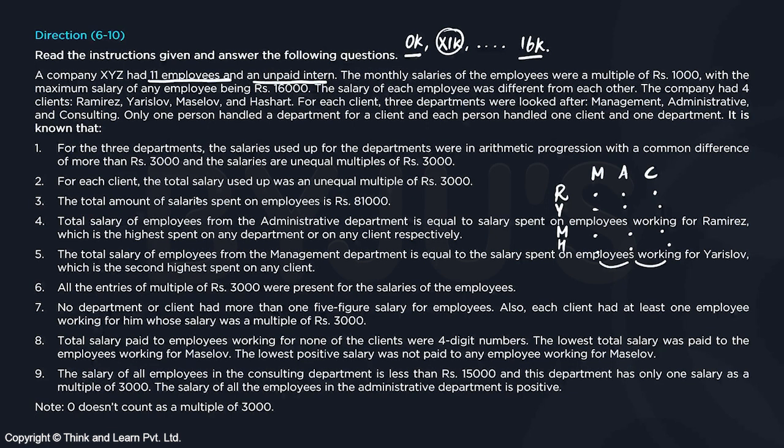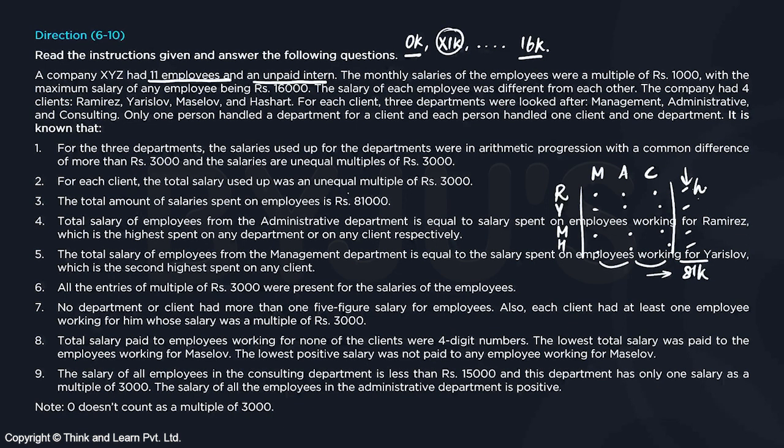Second statement says for each client, the total salary used up was an unequal multiple of 3,000. So for each client also the total is a multiple of 3,000, but unequal. That means we have distinct values here. The total salary spent on employees is 81,000. So if I add this particular column, this particular row, and also the values in the table, it should add up to give us 81,000. Fourth, the total salary of employees from the administrative department is equal to the salary spent on employees working for Ramirez. So these two values are the same, which is the highest spent on any department or any client respectively.